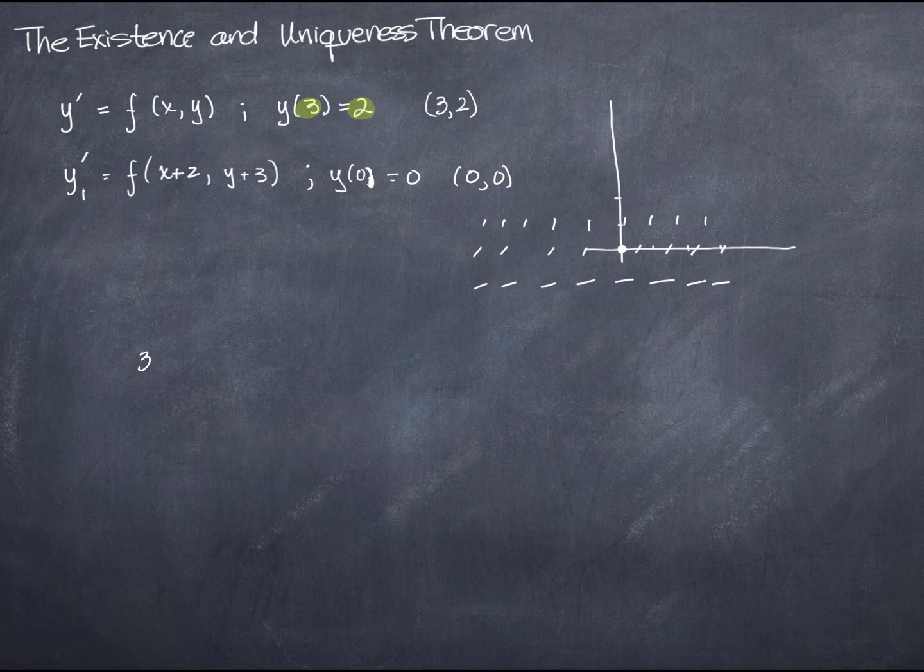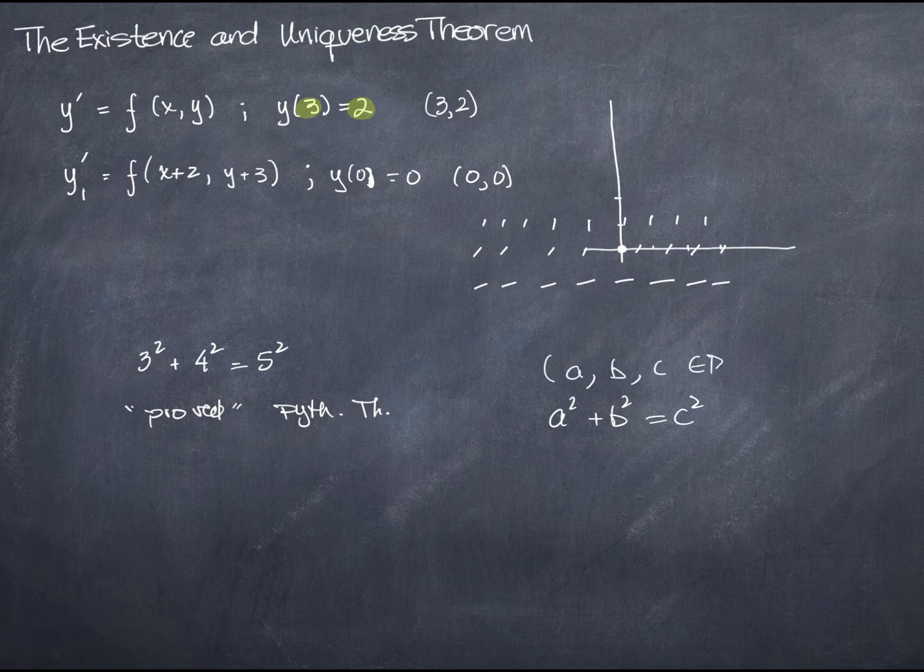If I said 3 squared plus 4 squared equals 5 squared, there I've proved the Pythagorean theorem, right? I haven't. I have shown it to be true for one particular instance. I have not shown that a squared plus b squared equals c squared, where a, b, and c are real numbers.